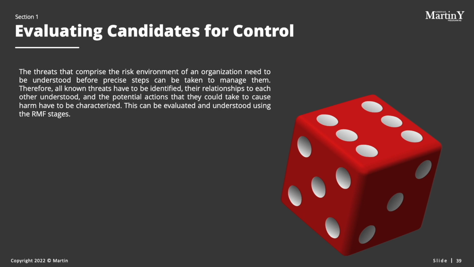So in order to evaluate and understand this, we're going to use the risk management framework stages. Understanding those stages would help you and your organization to describe the cause in terms of harm and the likelihood of that harm to occur within your organization. Once you understand those factors, this will simplify the development of precisely targeted controls for each risk that deserves controlling.